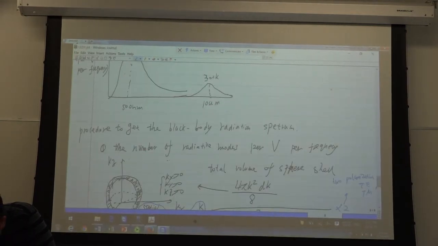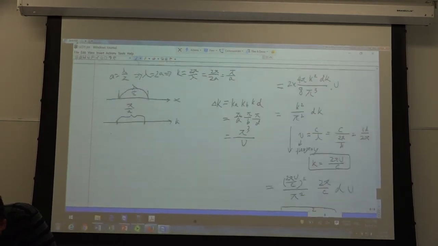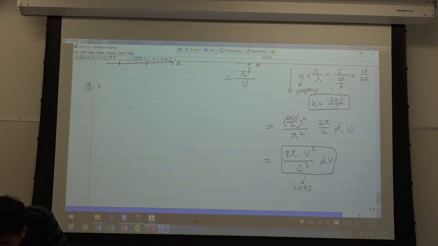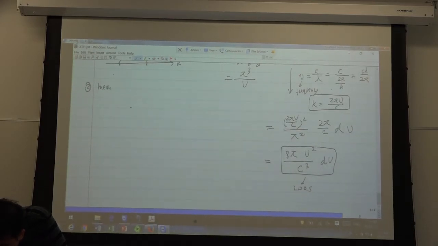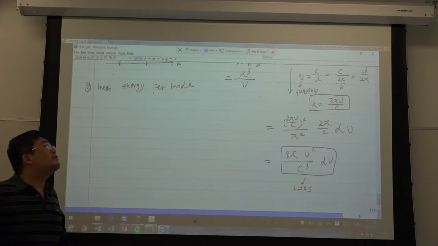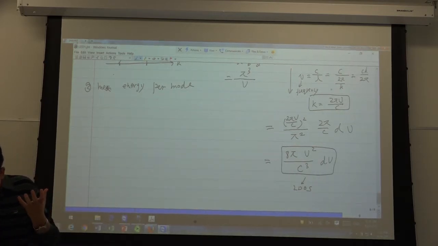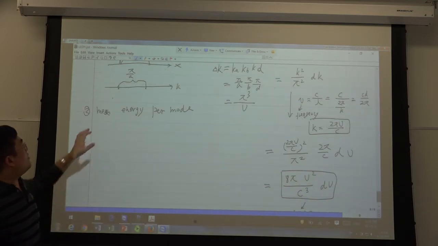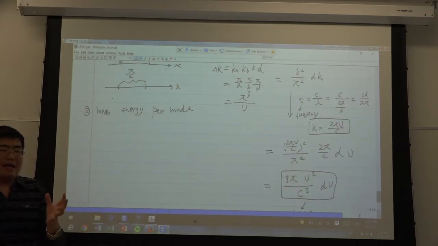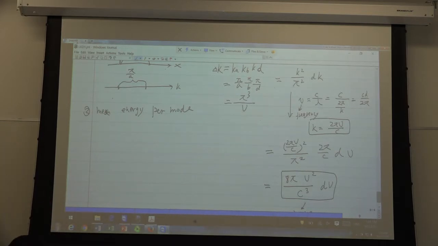There are two steps. One is the number of modes, another is the mean energy per mode. How do we get the mean energy, or expectation value of energy, for each mode? The first step, we know the number of modes per unit frequency per unit volume. Then we know the mean energy per mode. We multiply them together, and we can get the black body. So the mean energy is very simple.